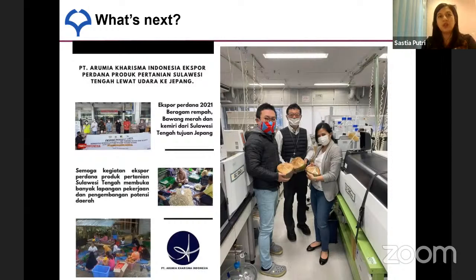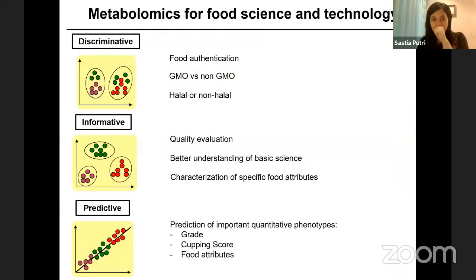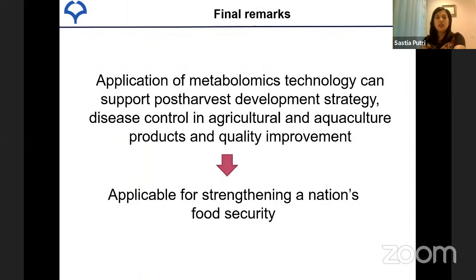So this is one of the ways that we could continuously translate our research to be not just about publishing papers, but actually doing real applications in the field and translating that into improvement of the quality of our produce, to meet global standards, and then be able to export our high quality commodities from Indonesia. So with that, I would like to close my talk by summarizing that metabolomics is quite a useful technology and can be used in many different application areas. It's very important for us to consider how we should support this post-harvest development strategy, controlling diseases, and improving the quality of our products, because it's very important to strengthen our nation's food security.